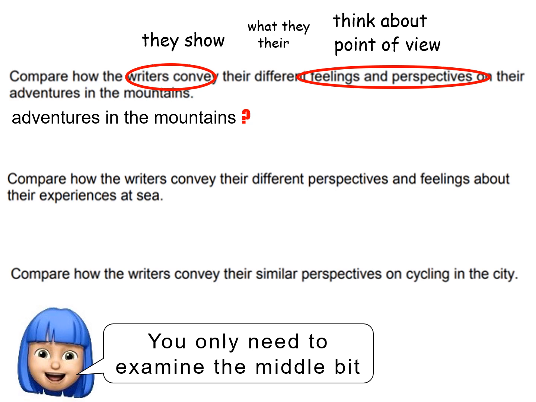And the next one, similarly, you're really just focused on that end: experiences at sea. How are these 2 people having different experiences at sea? And the last one, again, we're looking at the end: cycling in the city. So 2 people have obviously had different experiences, or similar experiences in this case, of cycling in the city. What are they? You've got to say.